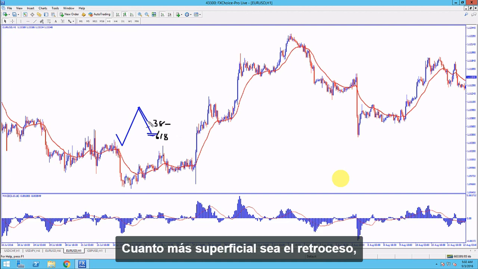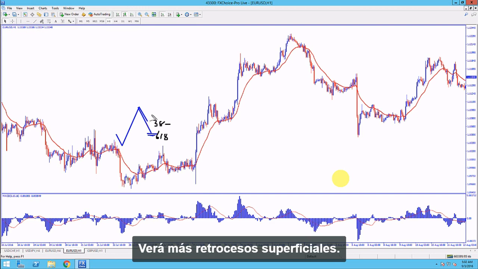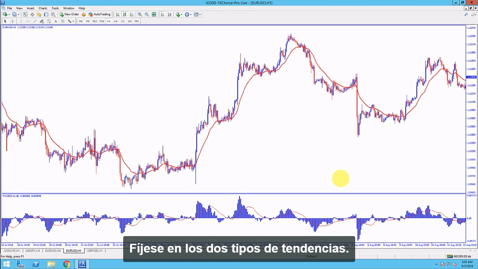The more shallow the retracement, the more pronounced or aggressive it will be to the upside. You will see further shallow retracements. So let's take a look at the deep retracement. Let's take a look actually at two types of trends. So first one here, and then market goes up, and then market has a deep retracement.